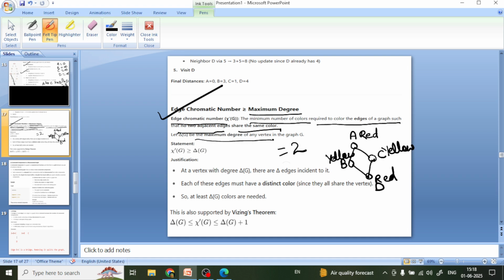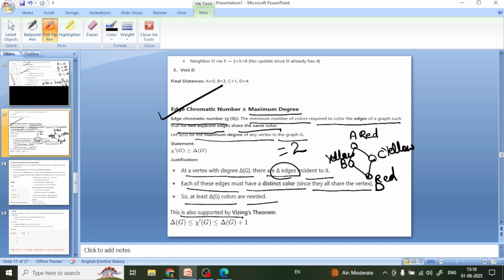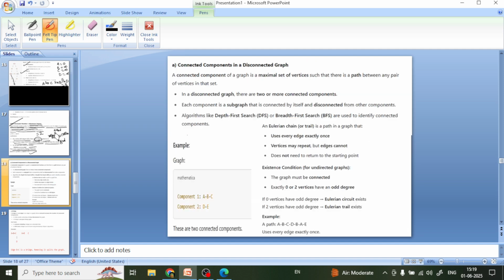The maximum degree of any vertex in the graph. First assume, then check the statement χ'(G) is greater than or equal to Δ(G). Justification: at a vertex with degree Δ(G), there are Δ edges incident to it. Each of these edges must have a distinct color since they all share the vertex. So at least Δ(G) colors are needed. And this is also supported by Vizing's theorem: Δ(G) ≤ χ'(G) ≤ Δ(G) + 1.